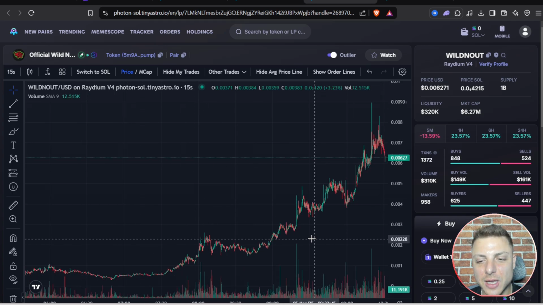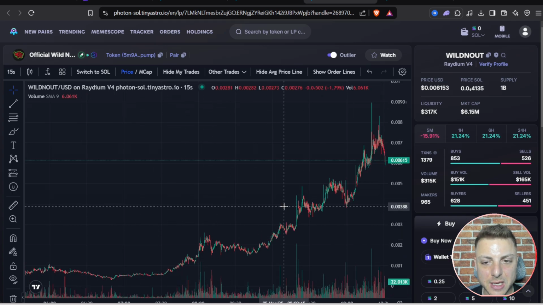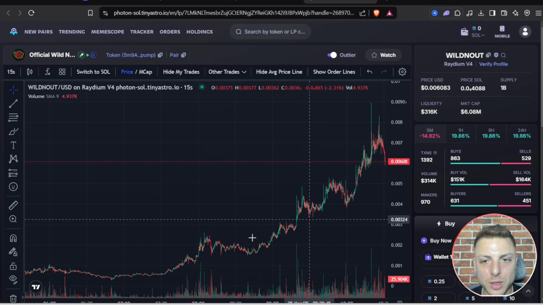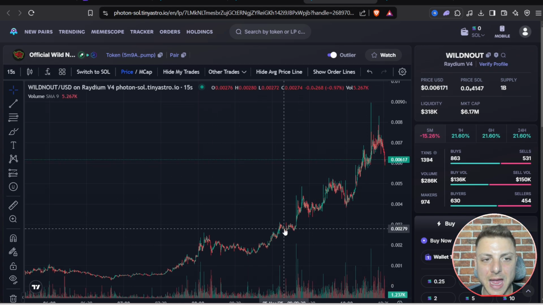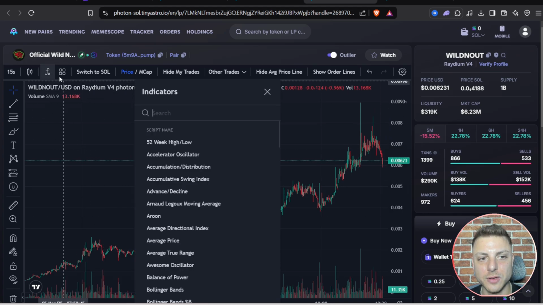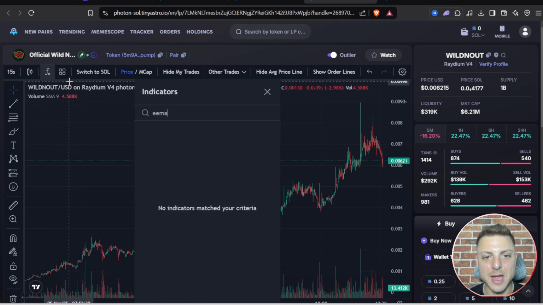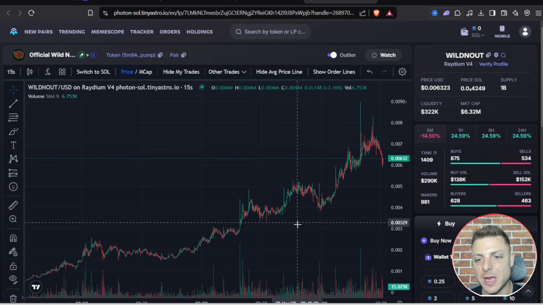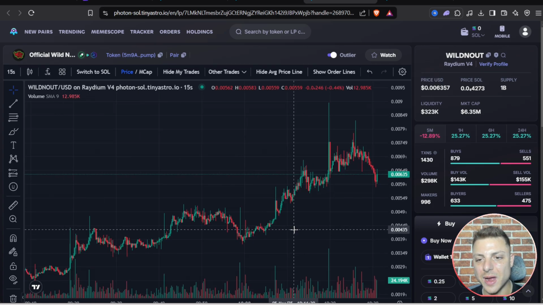And even here, I quite like this coin. We're continuously making waves to the upside. One thing we could do is even add the exponential moving average to our charts. We could come over to the indicators, EMA, and add the 20 EMA to the chart. I won't do that right now, otherwise this could be a 30-minute video.